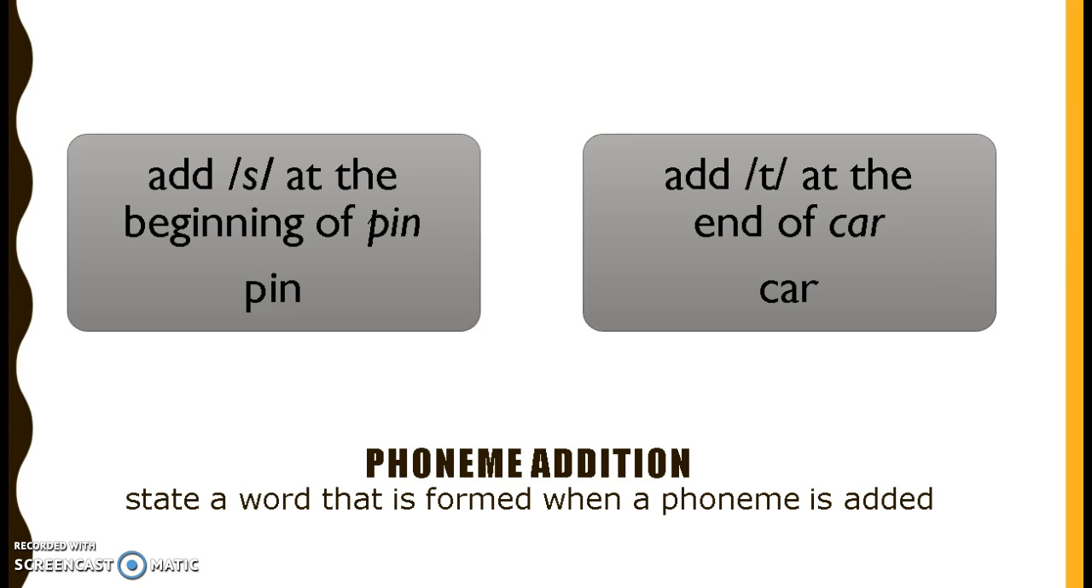Phoneme addition is the opposite of phoneme deletion. This time, we form a new word by adding a phoneme. For example, if we add s at the beginning of pin, we form the new word spin. If we add t at the end of the word car, we form the new word cart.